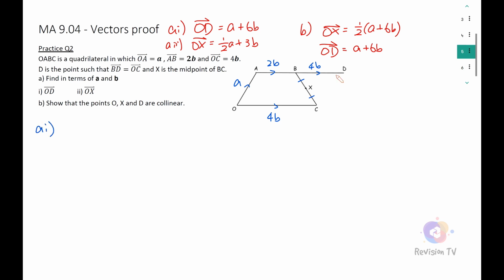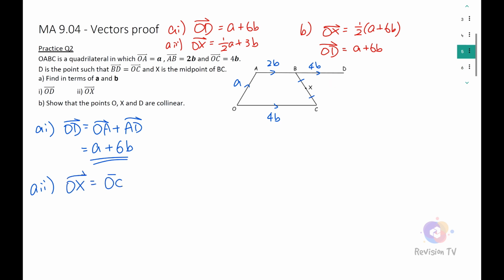So from O to D, we can go from O to A plus A to D. We know OA is a, AD combined is 6b. So that's the answer. Part 2, what about OX? To go from O to X, we need to go from O to C and C to X. So OX equals O to C and then C to X.